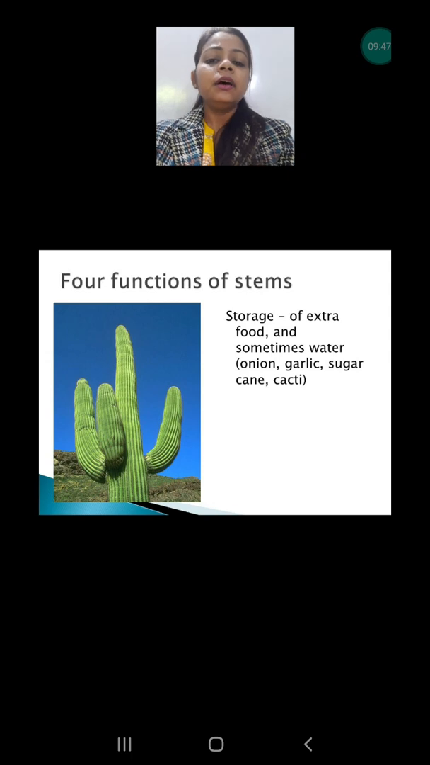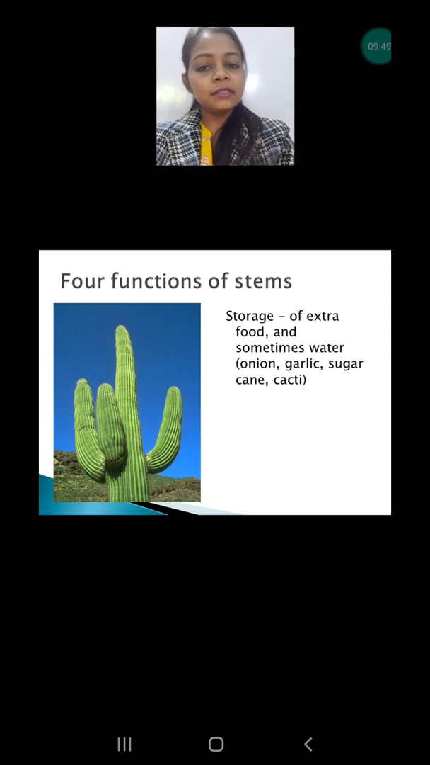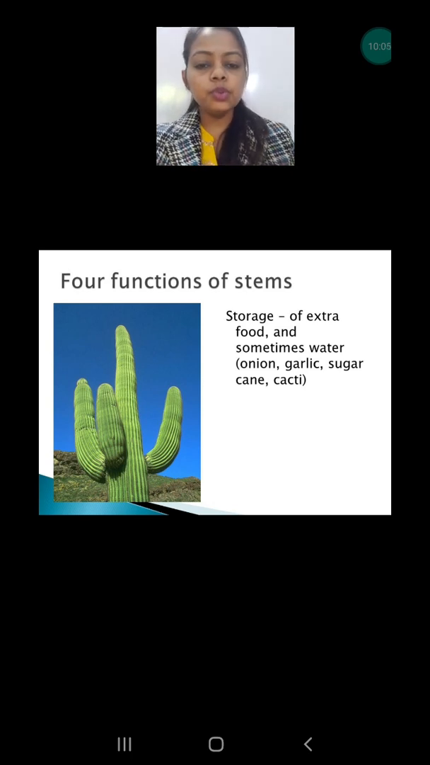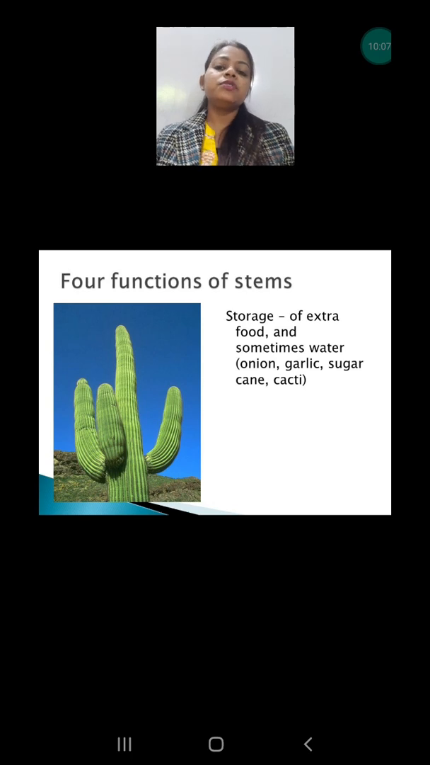The other thing I want to discuss is that stems also store food, like the onion, garlic and sugarcane we eat. These are the stem part of the plant, and they are swollen and we use those parts as food. So the stems also store food, which is known as modified stem, and those are used as food for animals and human beings.